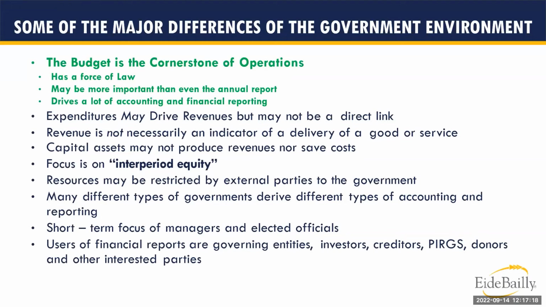Now, there are 90,000 governments in the United States. Each one of these governments is slightly different, but most use a common set of accounting and financial reporting principles. These are not rules, they're principles, meaning there's a bunch of wiggle room or professional judgment in them. The differences derive slightly diverse types of accounting and financial reporting.